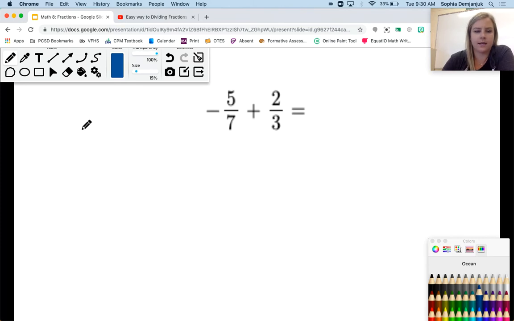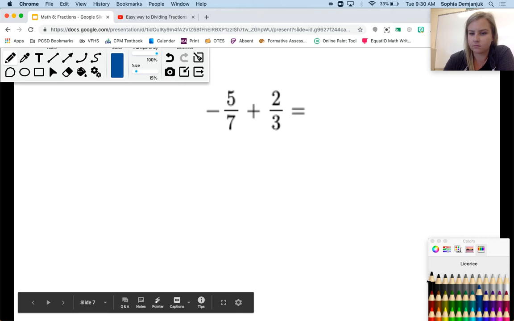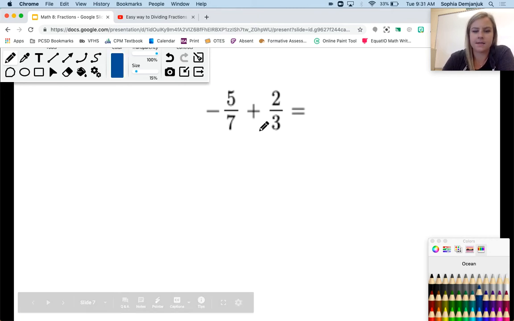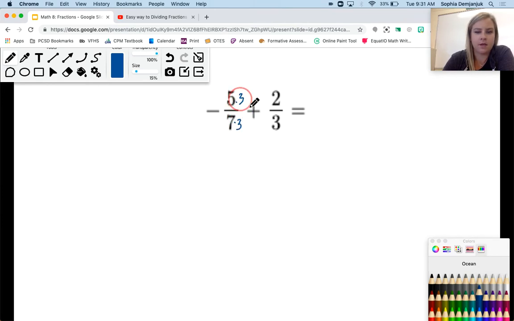Go ahead and take some time to complete this problem on your own. The least common denominator that you're going to be working with is 21, so you'll have to multiply the first fraction by 3, the second fraction by 7.